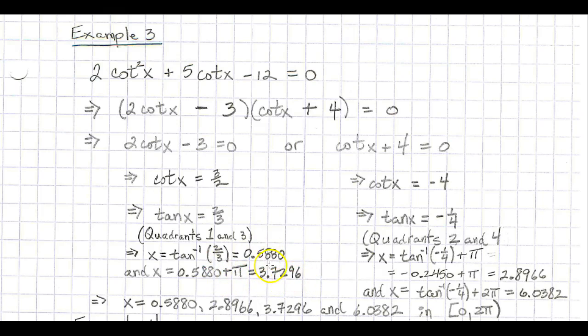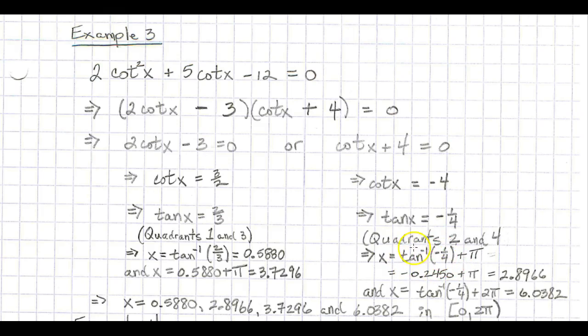So those are the two different values of x that solve tangent of x equals 2/3 for x between 0 and 2 pi. And then likewise, I want to solve cotangent of x plus 4 equals 0. So cotangent of x equals minus 4, which means 1 over cotangent is tangent equals minus 1/4, right? 1 over minus 4 is minus 1/4. Where's the tangent negative? In the second and fourth quadrants. So x equals the inverse tangent of minus 1/4.